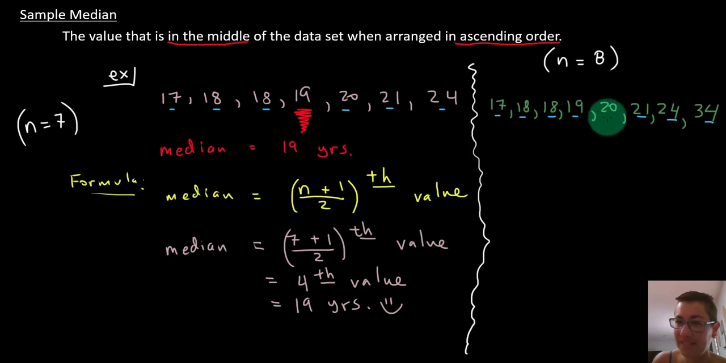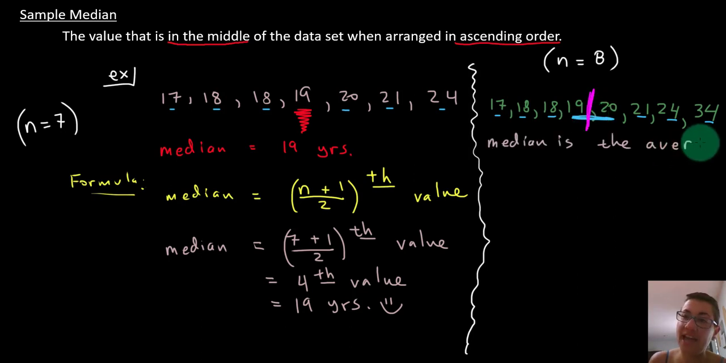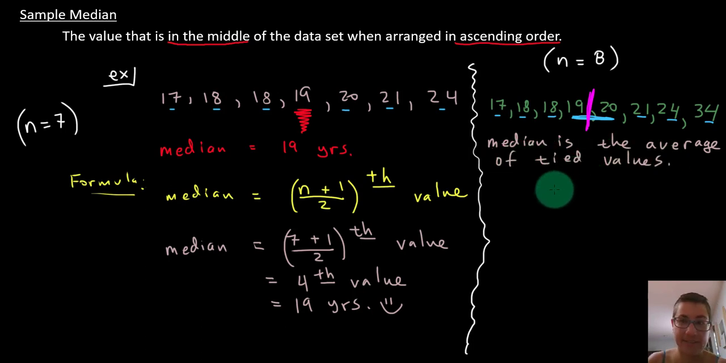And in this case, I do not land on a value. It was sort of a tie between the 19 and the 20. So in this case, our median will be the average of the tied values. In this case, 19 and 20, therefore our median will be 19 and a half, 19.5 years.